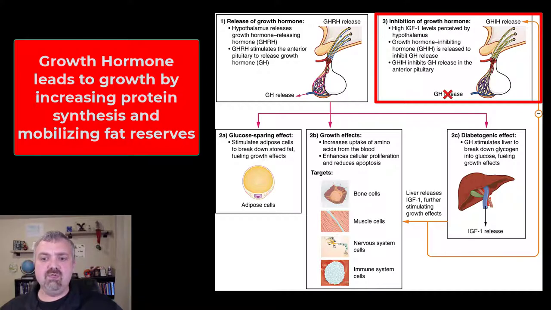If there's too much growth hormone or too much IGF-1, insulin-like growth factor 1, then the hypothalamus is going to notice that and it's going to release growth hormone inhibiting hormone, which should bring the levels back down to normal, unless, of course, you're taking growth hormone injections or these types of things. All right, so that is how growth hormone works.